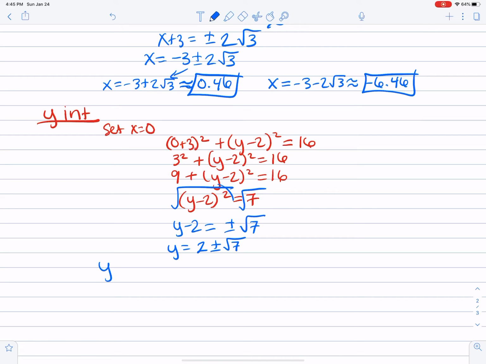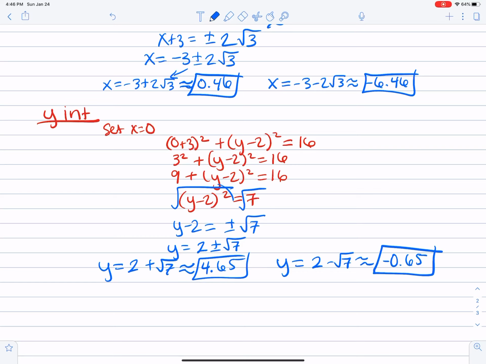And if we need to do decimals, 2 plus the square root of 7 equals approximately 4.65. And 2 minus the square root of 7 is approximately -0.65. So basically on the y-axis, those two spots are where the circle crosses through. And then earlier we found the two spots where the circle crosses the x-axis. So you could plot the circle from this information.